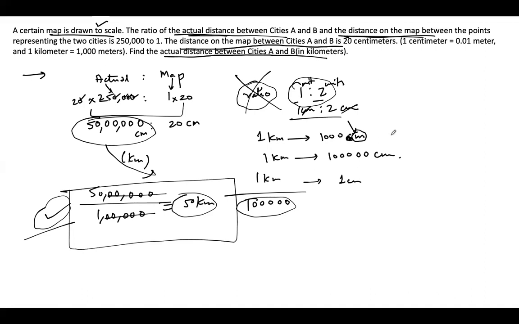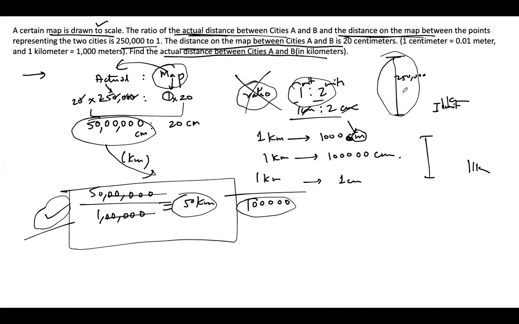So what was the trick or the blind spot in this question? Nothing. Map and actual distance, the scale is this. 1 unit on the map is equivalent to, let's say, 250,000 units on the actual scale. If I'm drawing 1 kilometer on the map, that is equivalent to saying 250,000 kilometers on the actual thing. That was the whole thing.